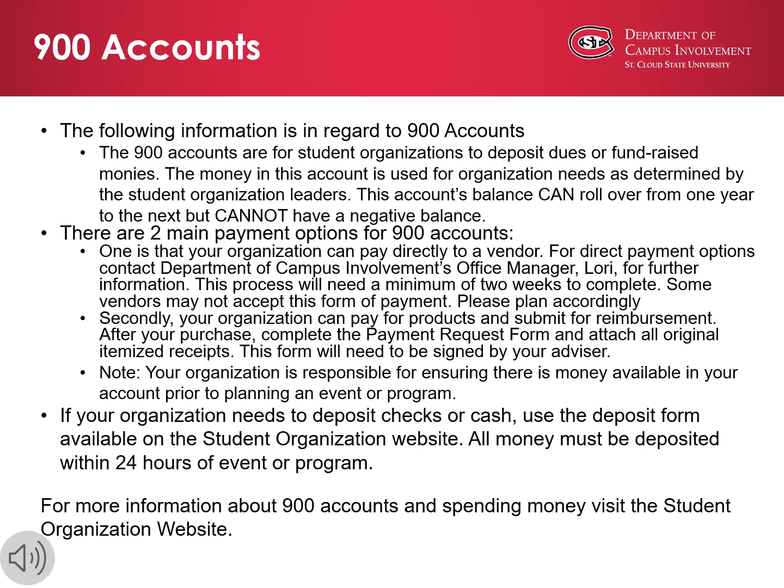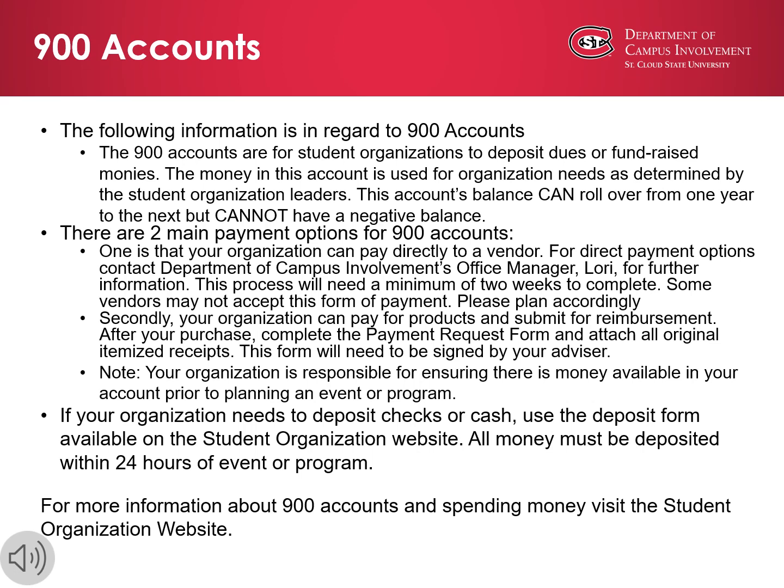The following information is in regard to 900 accounts. The 900 accounts are for student organizations to deposit dues or fund-raised monies. The money in this account is used for organization needs as determined by the student organization leaders. This account's balance can roll over from one year to the next, but cannot have a negative balance.